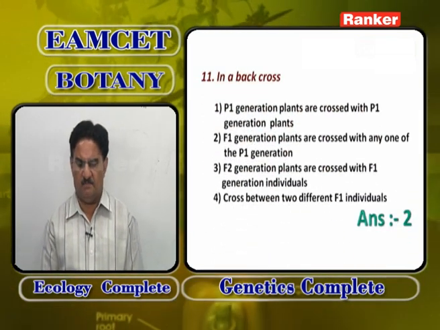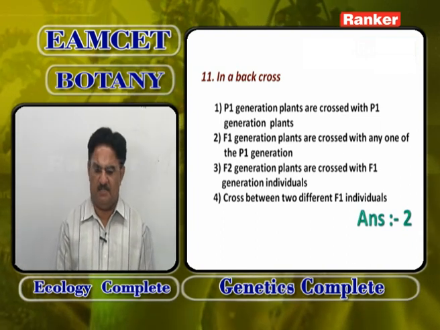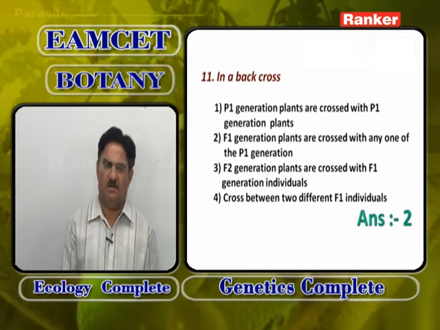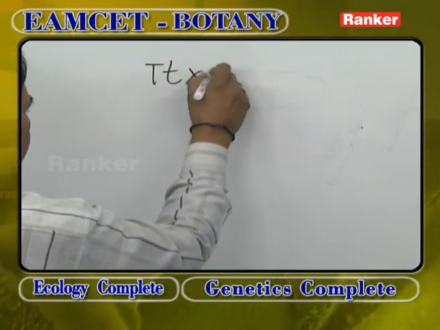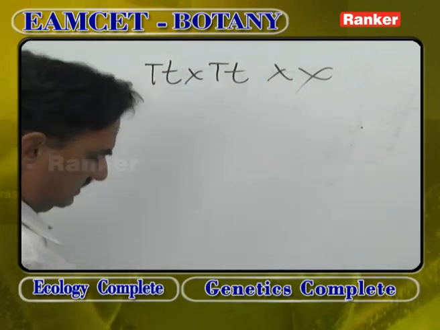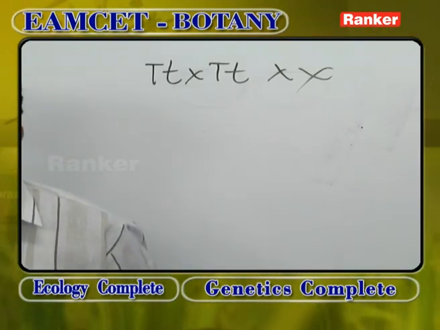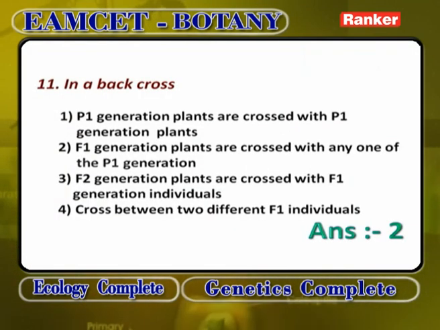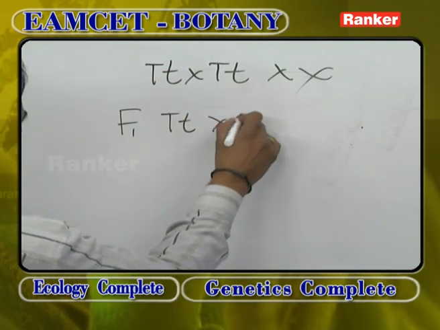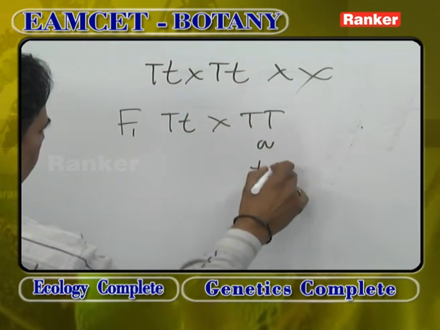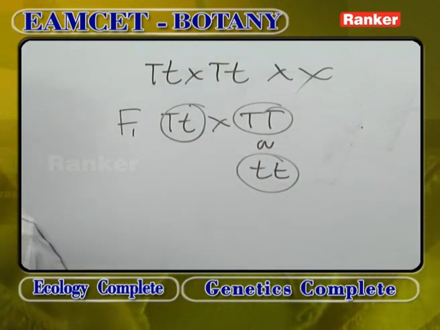In a backcross, P1 generation plants are crossed with P1 generation plants. Wrong. It is not capital T into small t, small t. This is wrong. This is not a back cross. F1 generation plants are crossed with any one of the P1 generation, parental generation. F1 generation means capital T, small t. It may be crossed with capital T or small t, small t. This is back cross.